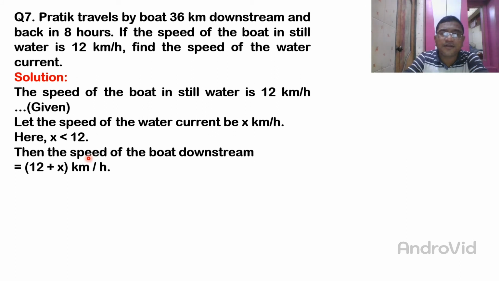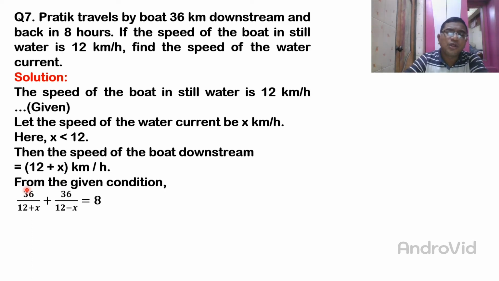So we consider the upstream and downstream, so we are using 12 plus x kilometer because it is downstream. I already explained, downstream means the boat flows in the water flow direction. So there is 12 plus x kilometer. From the given condition, 36 kilometer can be moved. So 36 upon 12 plus x. This is the downstream. 36 is the total traveling. Speed is 12 plus x. It is plus because it is downstream.